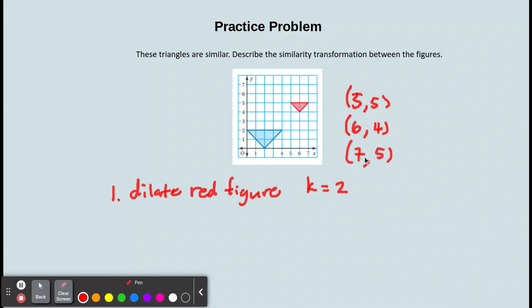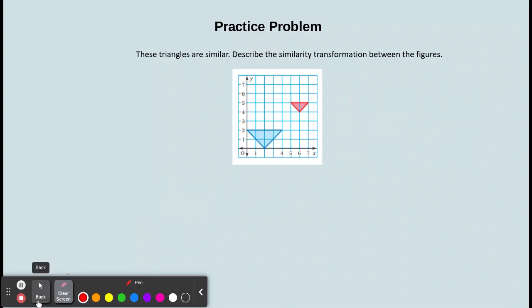Okay. You want to multiply those each by 2. And then you will get your new coordinates of your dilated figure. And then you're going to have to translate it left or right, up or down. And that is the end of 11.6.